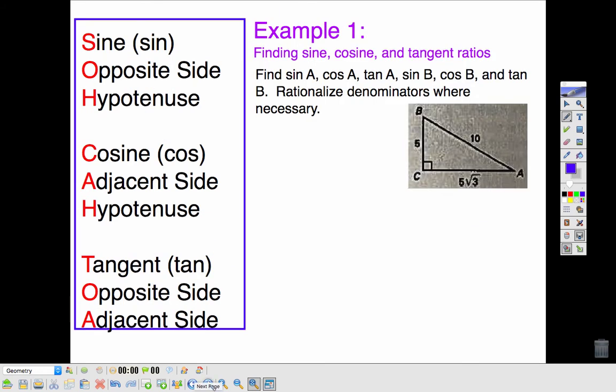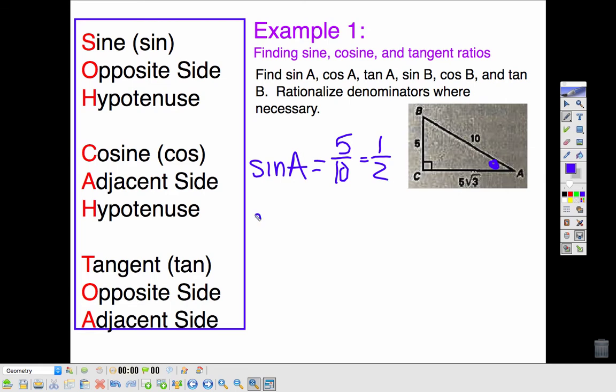Okay, so let's actually try this. We are going to be finding a bunch of different stuff. This is going to be your example, so I would draw this example out. When it says find sine of A, who can remind me what sine is? Opposite over hypotenuse. SOHCAHTOA. It's just how you can remember it. So we're using A. What's opposite of angle A? 5. And then what's the hypotenuse? 10. So that would equal 1/2. So sine of A equals 1/2.